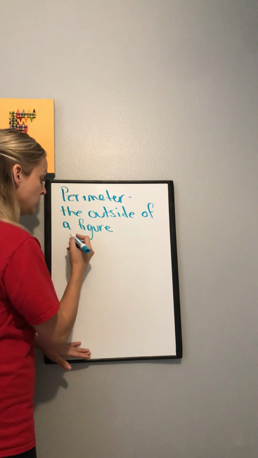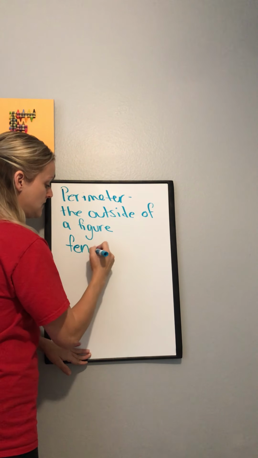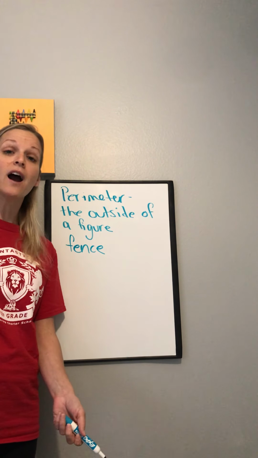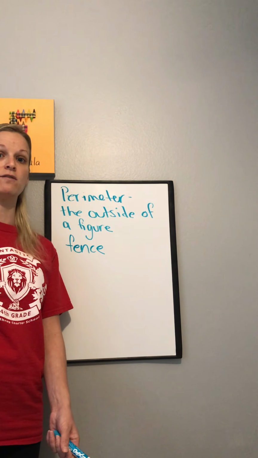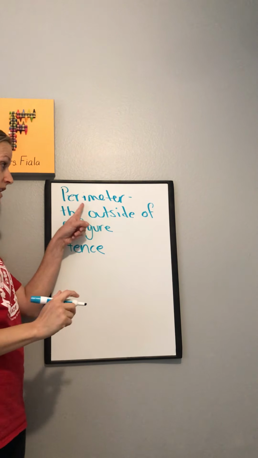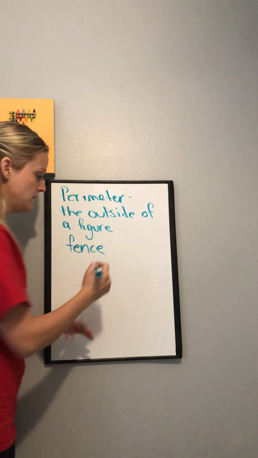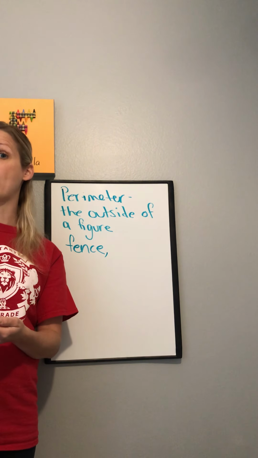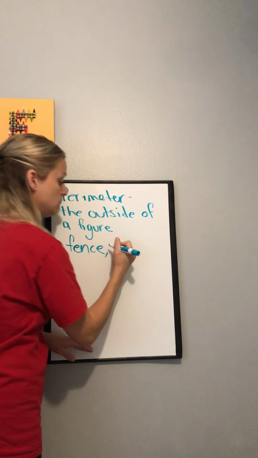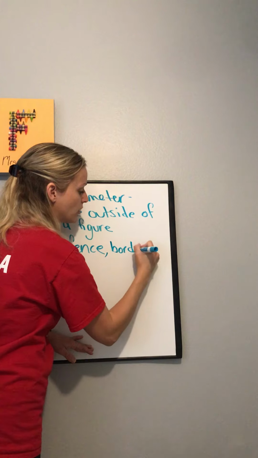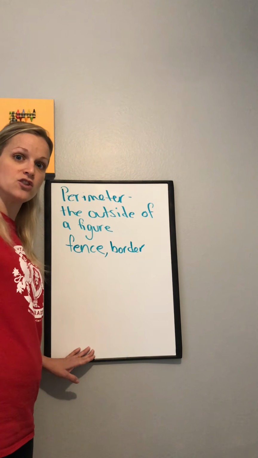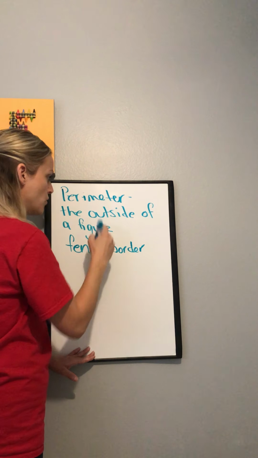So for example, if I were to put a fence around my yard, I'm not putting a fence throughout the whole yard. I'm just doing the outer edge of the yard with a fence. I would need to know the perimeter, okay? What if I wanted to put a border around my walls? A border doesn't cover the whole wall. It just goes around the edge, okay? So I would need to know the perimeter.